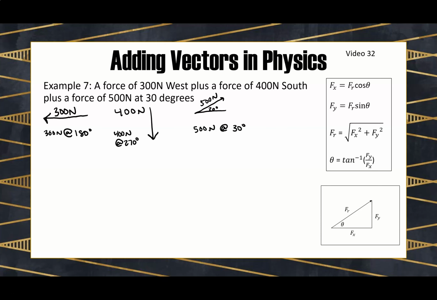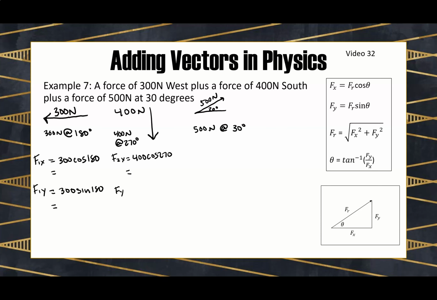So let's go ahead and put this in. I need an f sub 1x and an f sub 1y. This is going to be 300 cosine of 180, which is going to be equal to something. And then I'm going to have 300 sine 180 equal to that. This one's going to be the second force, and it's going to be 400 cosine 270.